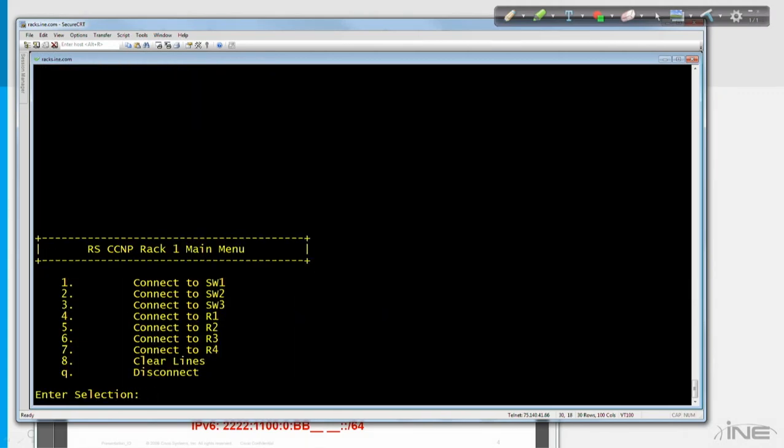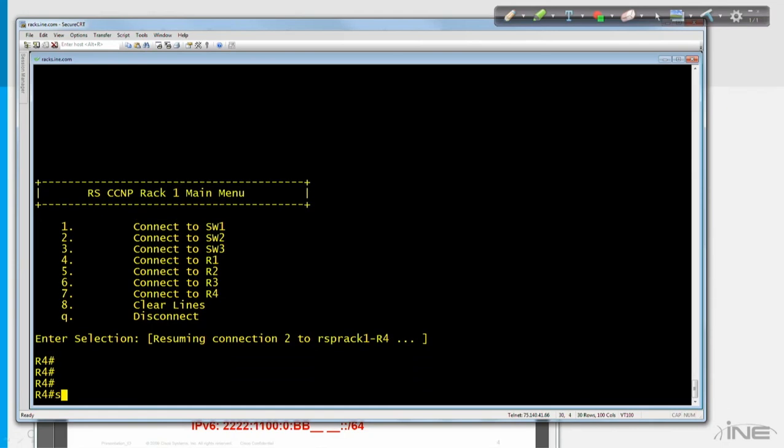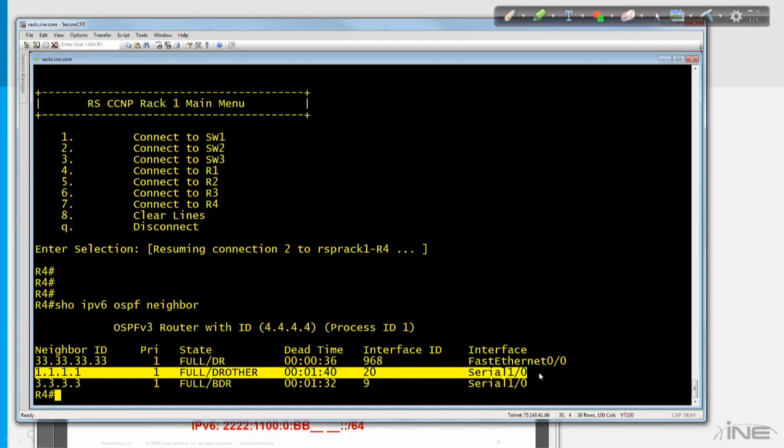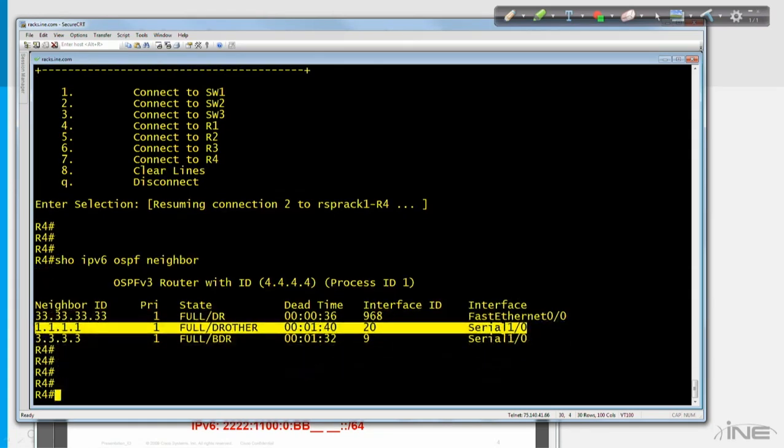So let's check that. Let's go back to router 4. Show IPv6 OSPF neighbor. And that looks good. Well, this is across the frame. Let's see here. Serial 1/0. Yeah, I'm missing one here. So I should have another OSPF relationship across serial 1/3. And I don't even see serial 1/3 in this list.